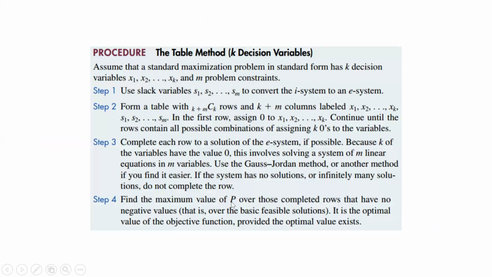And again, we're going to find the max value of P over those completed rows that have no negative values, over the basic feasible solutions. And that's only if the optimal value does exist. Sometimes you won't find anything, because it might have been unbounded or something, or it had some weird values and a lot of negatives. So that's what we have to do.